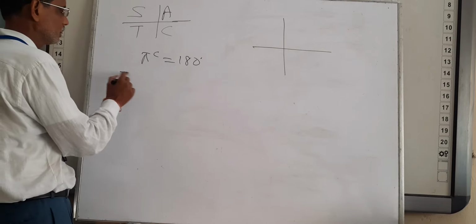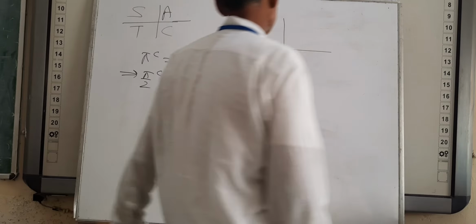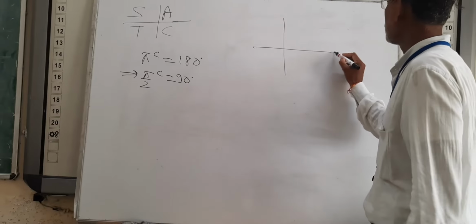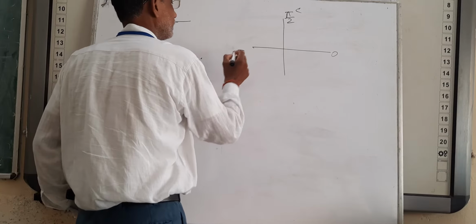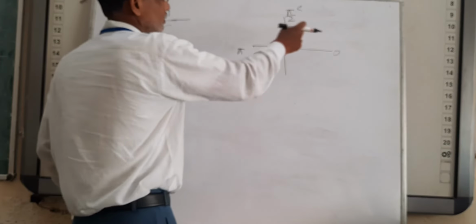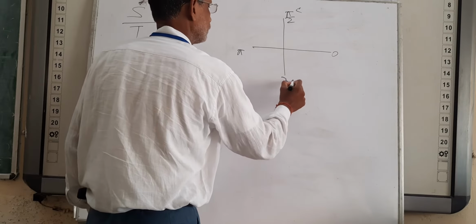As you know that pi radian is equal to 180 degree, this implies pi by 2 radian is equal to 90 degree. Now see here, this is 0 degree or 0 radian. This is 90 degree, that is pi by 2 radian. This is 2 pi by 2, that is pi radian. 0, 1, 2, 3, this is 3 pi by 2. 4 pi by 2, that is 2 pi.